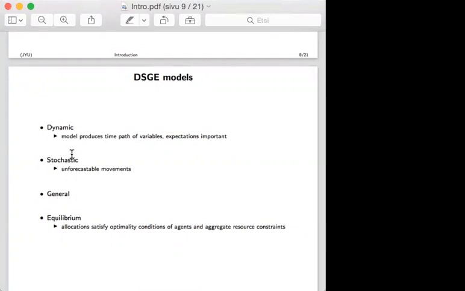And agents in these models are forward-looking, which means that expectations are important, how we form the expectations, or how we assume the agents form their expectations. There is stochasticity, the shocks that create unforecastable movements, and they are general equilibrium models so that allocations satisfy optimality conditions of optimizing agents and aggregate resource constraint.